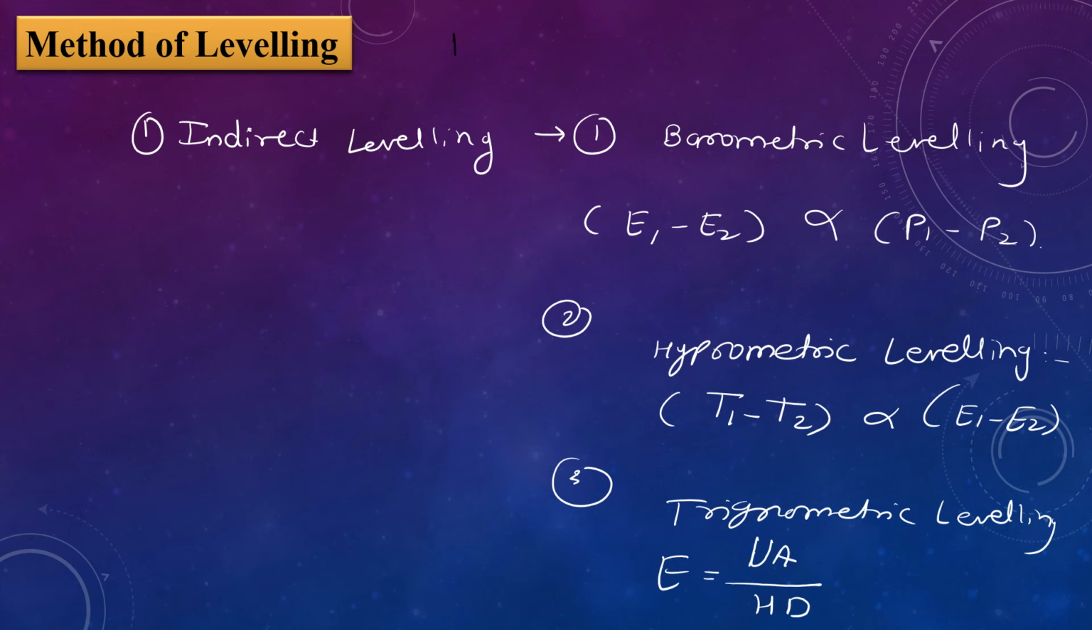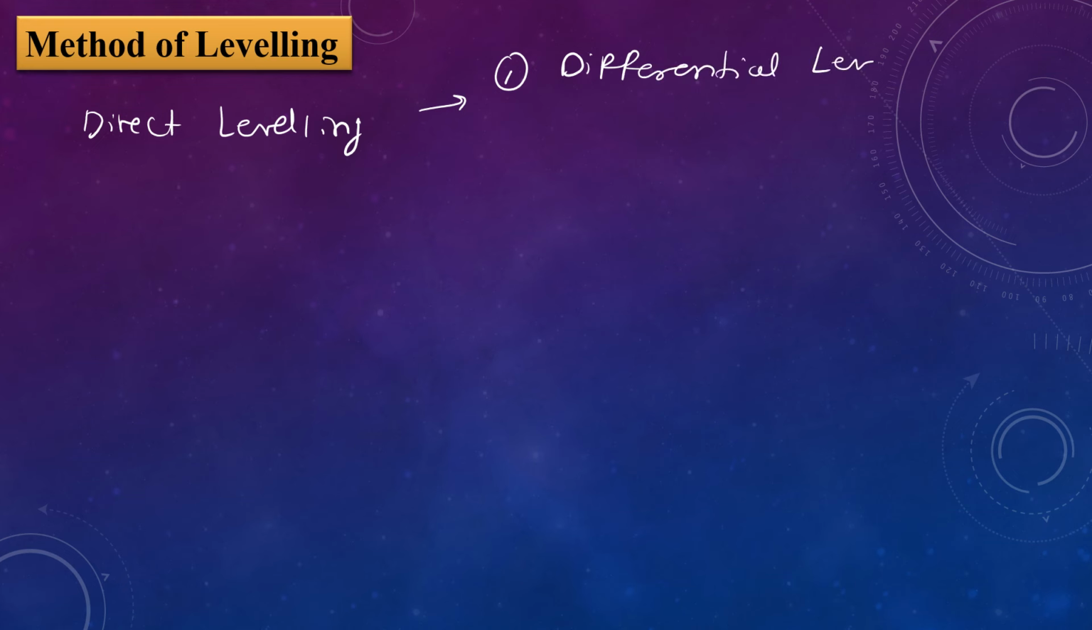Okay, then these are the three levelings done under the indirect leveling. Then next is direct leveling. Under the direct leveling, there are four levelings. In that, first one is differential leveling. Differential leveling is the difference in the elevation of 2 points.